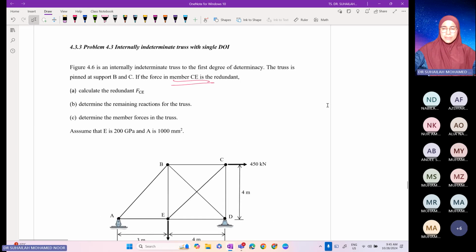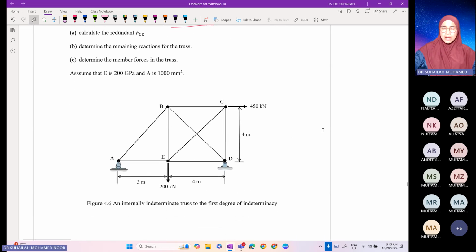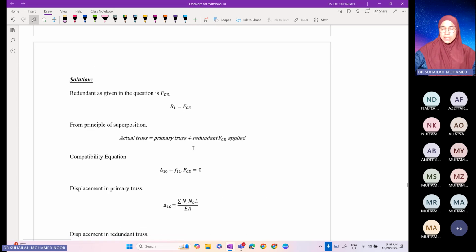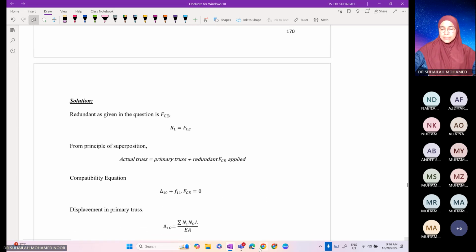So nanti yang petang ni kita akan buat yang ni lah. Yang ni yang ada extra member kat sini. Yang ada cross-cross ni biasanya ada redundant. Adalah redundant member as redundant. Okay. Is it okay?